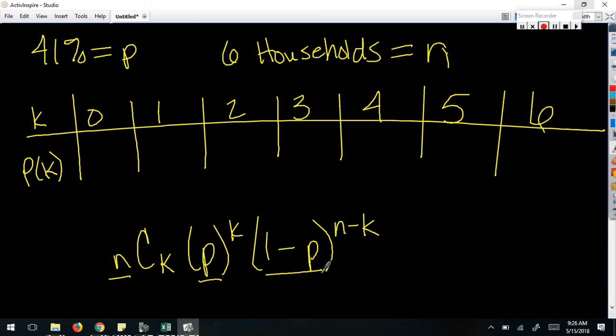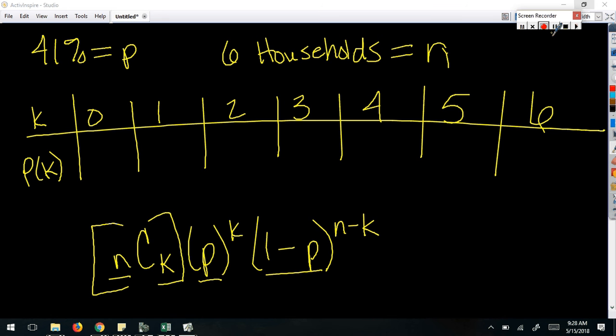So let's have these 2 rows compute 0. Actually, these 2 do 0. Y'all do 1, y'all do 2, this side do 3, 4, 5, and 6. So we can do this quickly. Each row only had to do one particular number. So for 0, I'm doing 6 choose 0 times 0.41 to the 0 times 0.59 to the 6th.